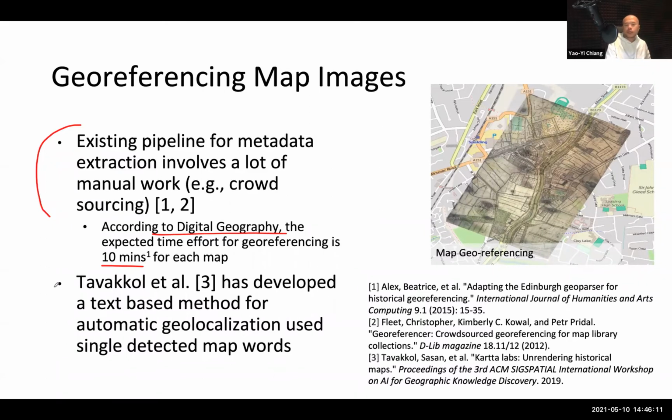In our previous work, we worked with Google AI to develop a text-based method, using map text to automatically geolocate individual scanned maps by using the single separate detected map words. And I'm going to show you this later as well.